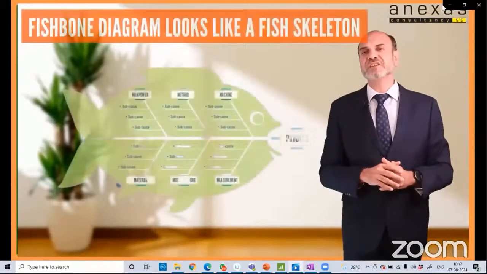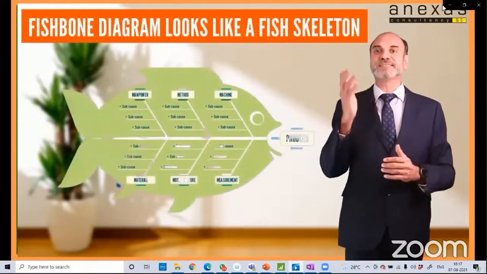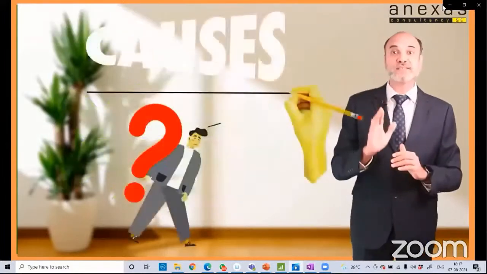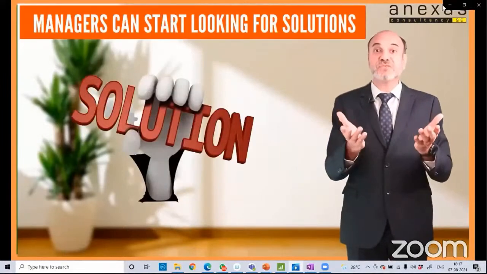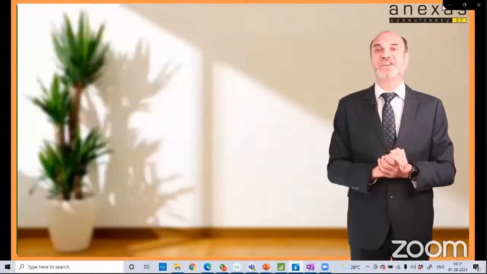For example, most of the time we tend to blame the people for any problem. The fishbone diagram prevents us from falling into this trap. The diagram looks just like a fish skeleton with the problem at its head and the causes for the problem feeding into the spine. Once all the causes that underline the problem have been identified, managers can start looking for solutions to ensure that the problem doesn't become a recurring one.